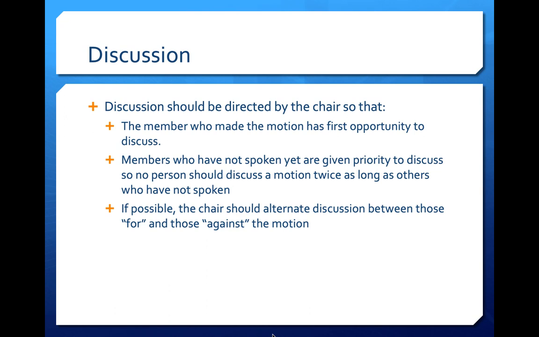If you get into a situation where lots of people are trying to speak, it is a good idea to give those people who have not had an opportunity to speak that opportunity to do it. You shouldn't have one person monopolizing the conversation. If possible, and the chair can tell who's for and who's against something, it's a good opportunity to alternate discussion between those who are for and those who are against. Sometimes that's not possible, but it does give an opportunity to get different viewpoints.